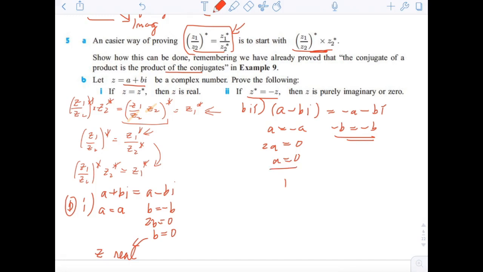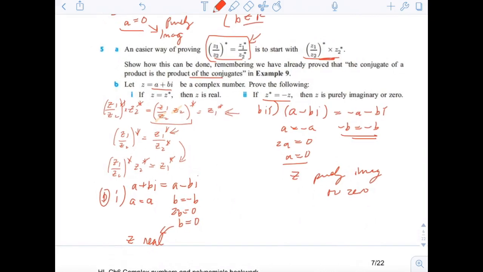When A equals 0, Z is purely imaginary or 0. Okay, that was 5. That's the end of the page.